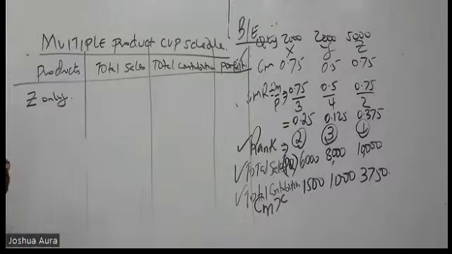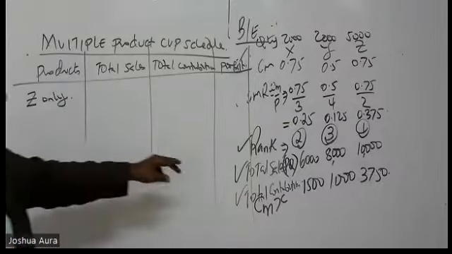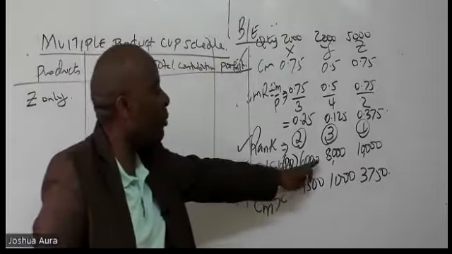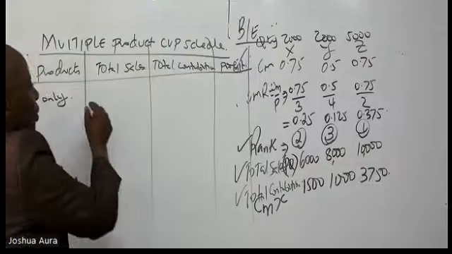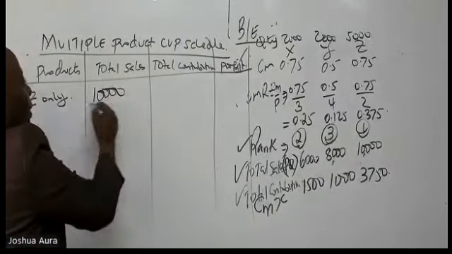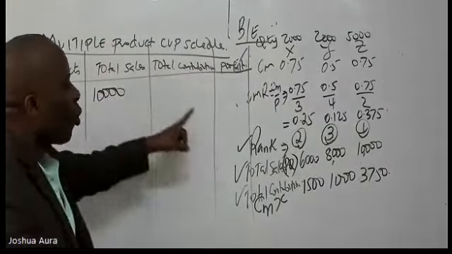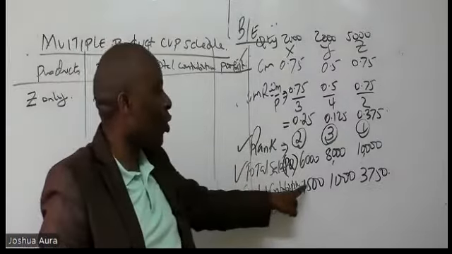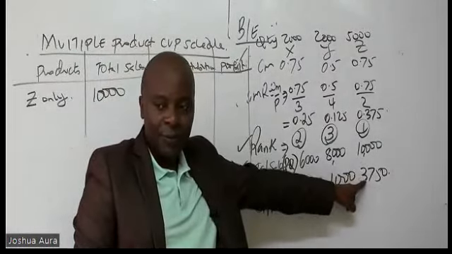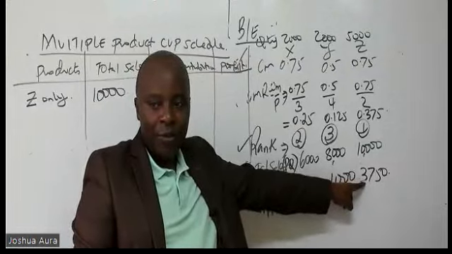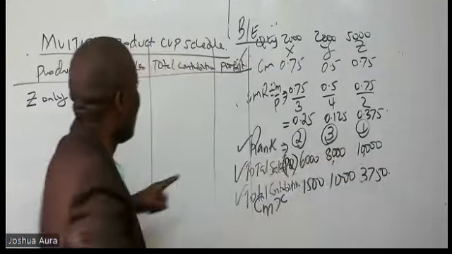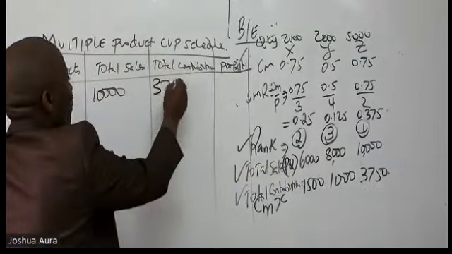So if we produce Z only, what will be our total sales? The best ranked product, if it is produced only, it will give us 10,000 Kenya shillings. If we produce Z only, the total contribution that we shall get from Z only is 3,750.